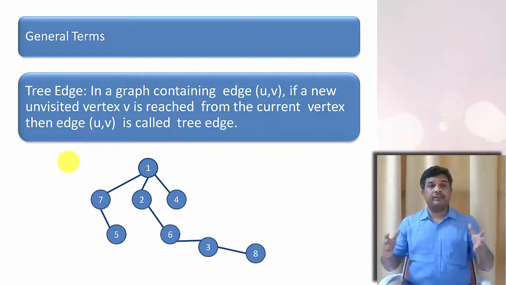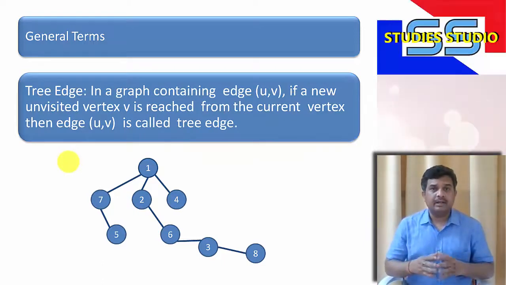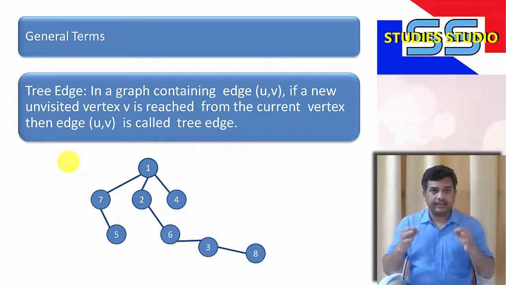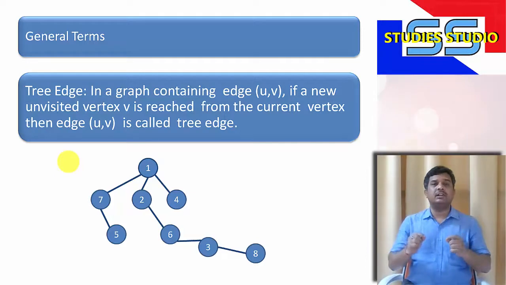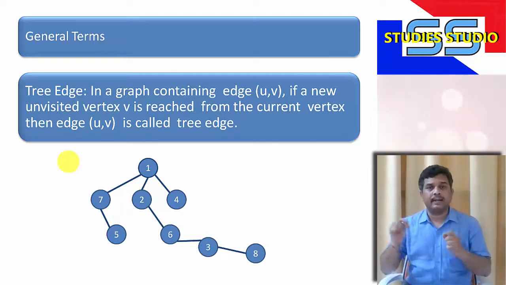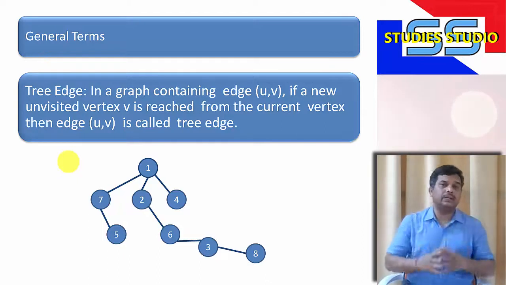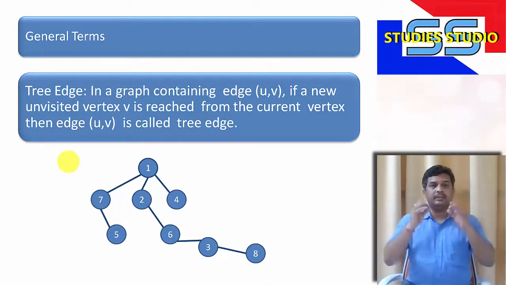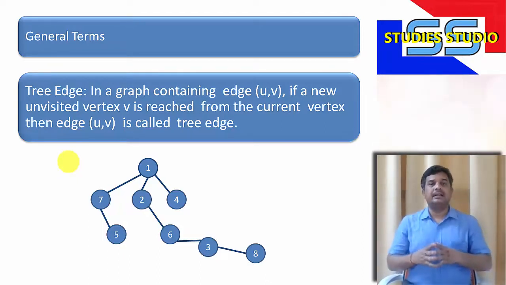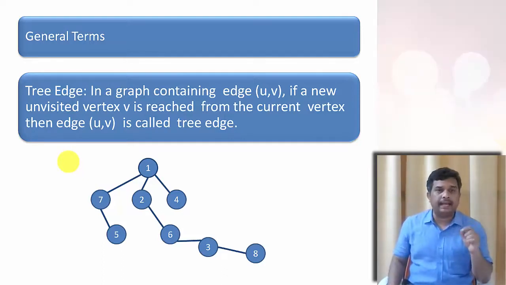The next definition is about tree edge. A tree edge is an edge: whenever an unvisited vertex is reached through an edge, then this edge is associated with the traversal. So this edge we'll say is a tree edge. Every edge in a traversal I'll say is a tree edge.